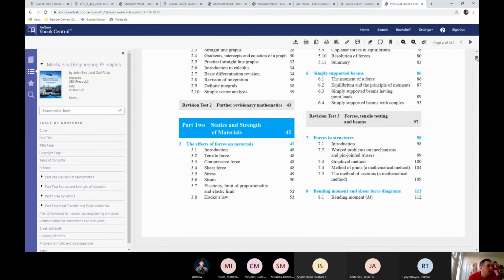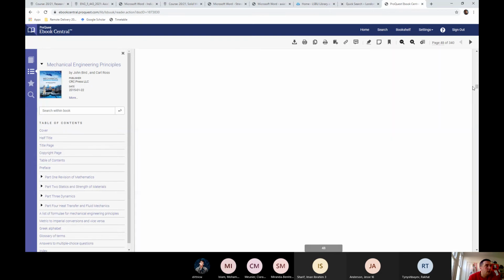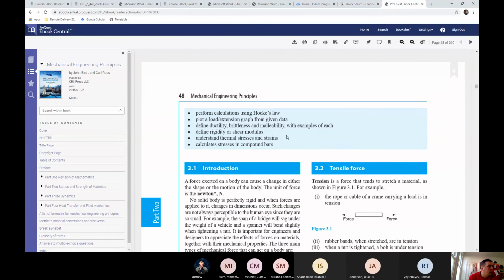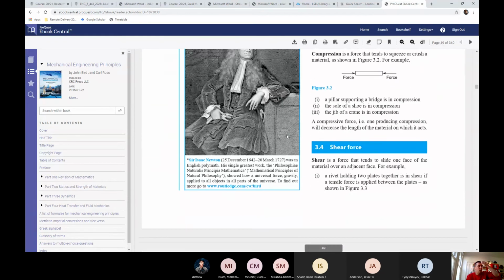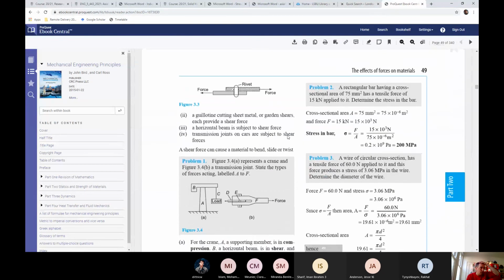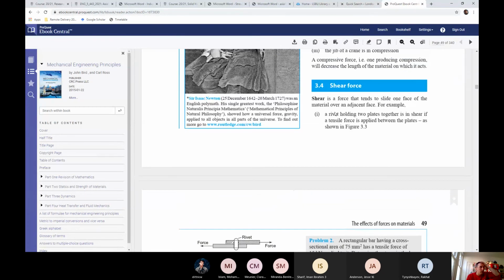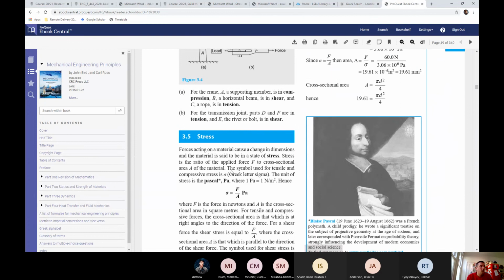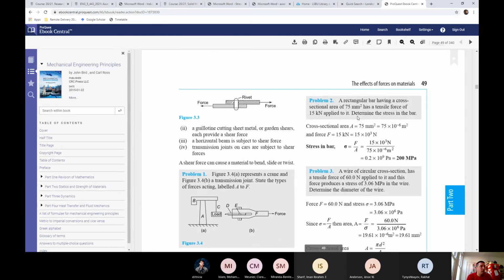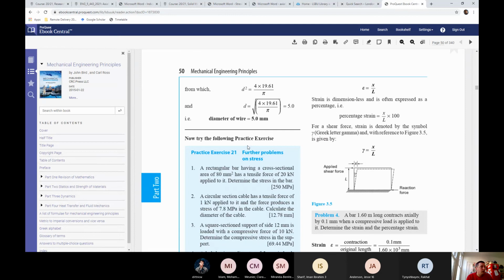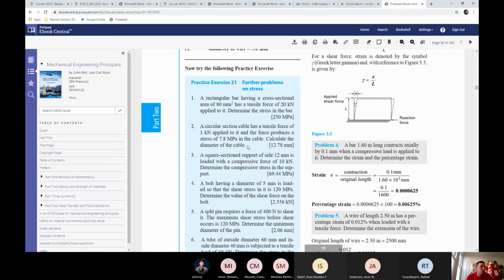So let's jump to page 48 or so. Let's see where we are. Page 48. That went well. I guess this is revision, really, this compressive force. I've seen that there are some example questions online about shear forces, so it might be worth looking at all of this, and then stress and strain are going to be covered in the next couple of topics.